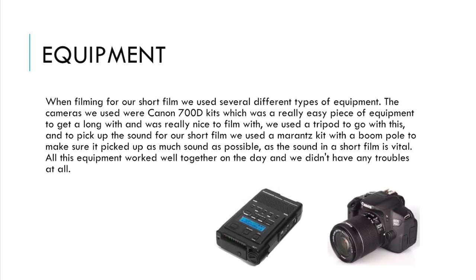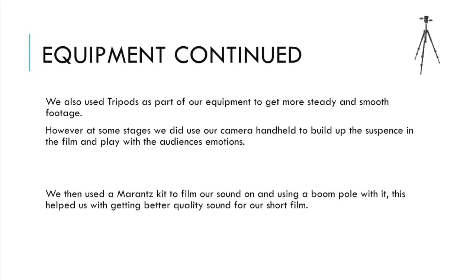Equipment continued. We also used tripods as part of our equipment to get more steady and smooth footage. However, at some stages we did use the camera handheld to build up the suspense in the film and play with the audience's emotions, due to the genre our film is. We then used a Marantz kit to record our sound, using a boom pole with it. This helped with getting better quality sound for our short film, but also taking out more than one kit, 700D kit, made us more prepared and gave us a lot more footage and sound we could work with.